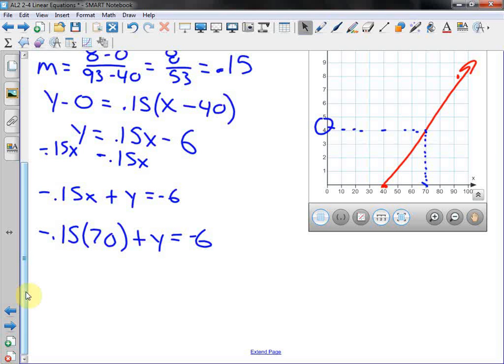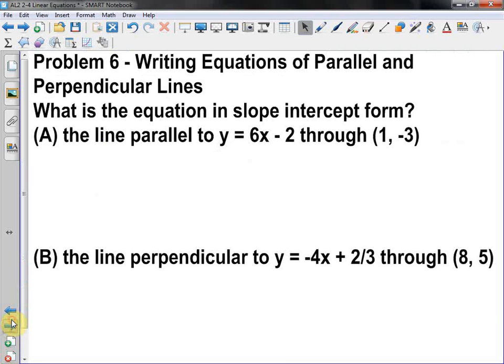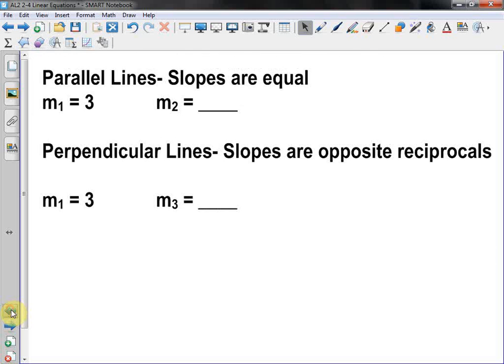All right, so that's it. Oh, you know it's not. How much more do we have? We have a lot more.